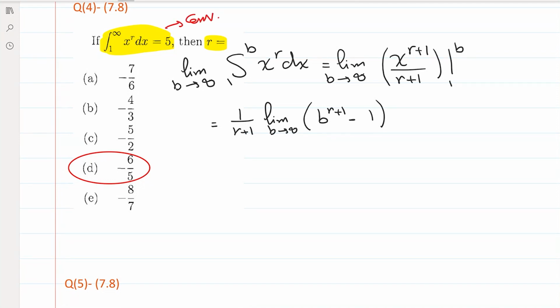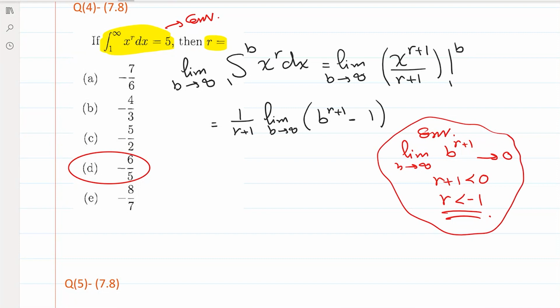If it goes to infinity, it will diverge. To make it converge, the limit as b goes to infinity of b to the power r plus 1 should go to 0. This happens when r plus 1 is less than 0. So r should be less than minus 1. So any choice not less than minus 1, you will avoid it.